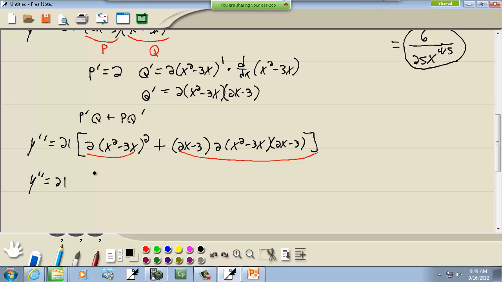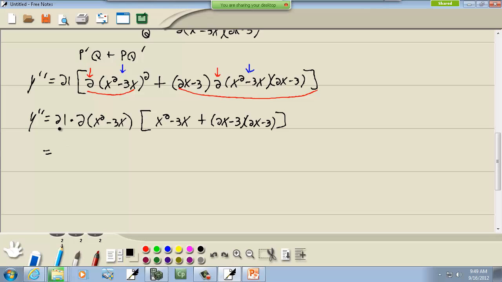I'm going to factor out what they have in common. They both have a 2. They both have a 2 in common, and they both have an x squared minus 3x in common. Now specifically this one has 2 of them, but this one only has 1 of them, so we'll bring out 1. So we've got x squared minus 3x. Now let's see what's left. We take that 2 away, we take one of these away, so that leaves us x squared minus 3x. Over here that 2's gone, this is gone, so we're left with 2x minus 3 times 2x minus 3.